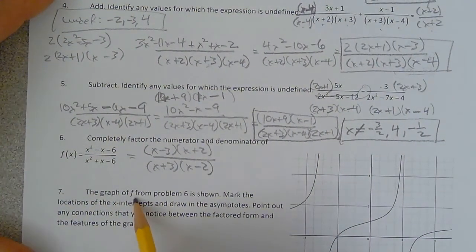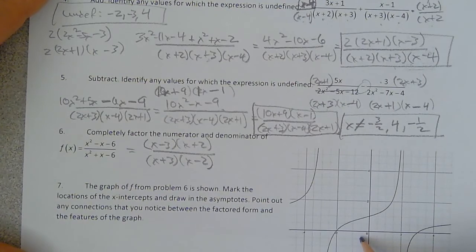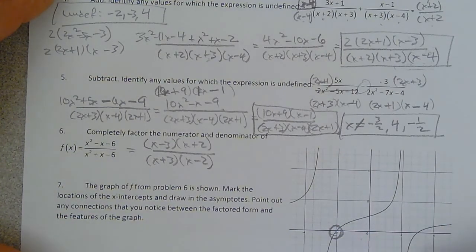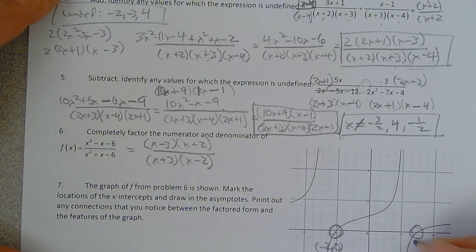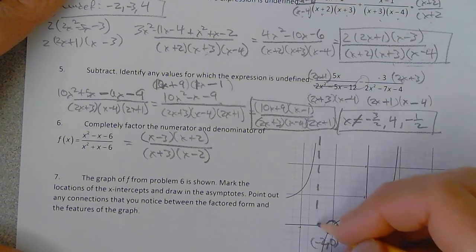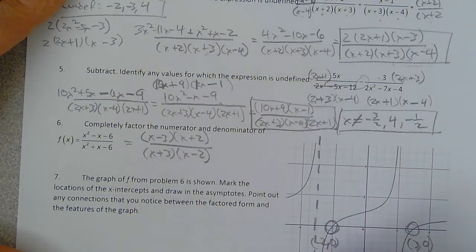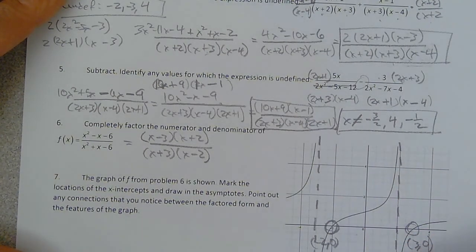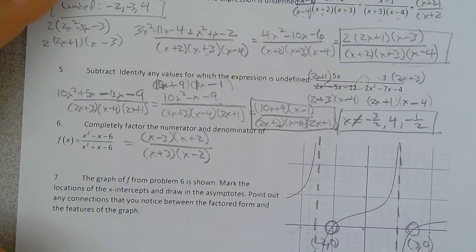The graph of f from problem 6 is shown here. Mark the locations of the x-intercepts and draw in the asymptotes. So we have one x-intercept here at a negative 2 and one here at positive 3. Our vertical asymptotes to be here. This is at x equals negative 3. This vertical asymptote is right here at x equals positive 2.